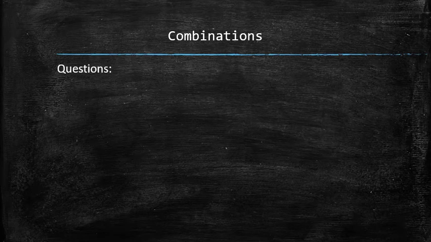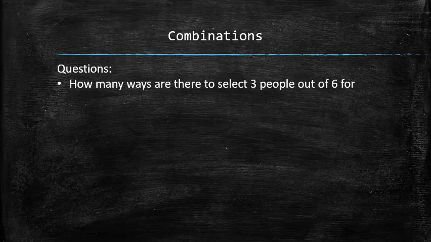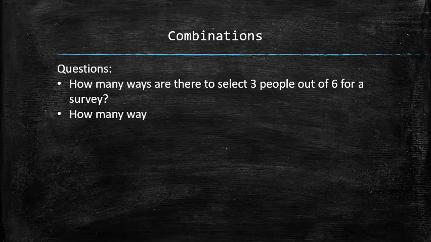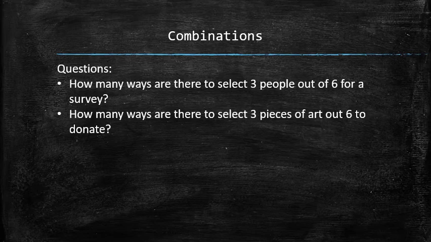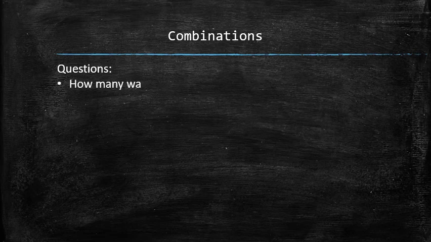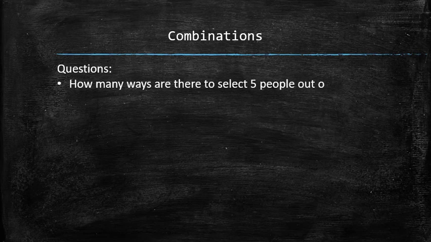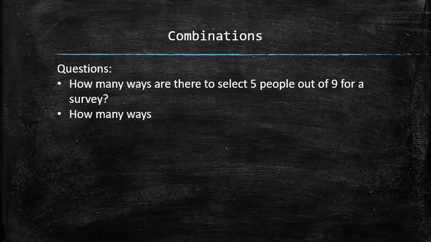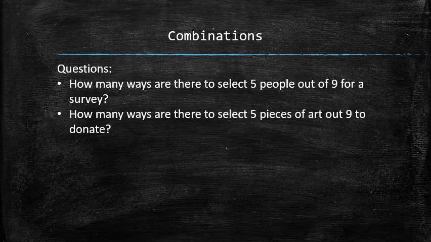The following questions: how many ways are there to select 3 people out of 6 for a survey? And how many ways are there to select 3 pieces of art out of 6 to donate? Along with many other questions, have the same answer: 6 choose 3. Similarly, the following questions: how many ways are there to select 5 people out of 9 for a survey? And how many ways are there to select 5 pieces of art out of 9 to donate? Along with many other questions, have the same answer: 9 choose 5.